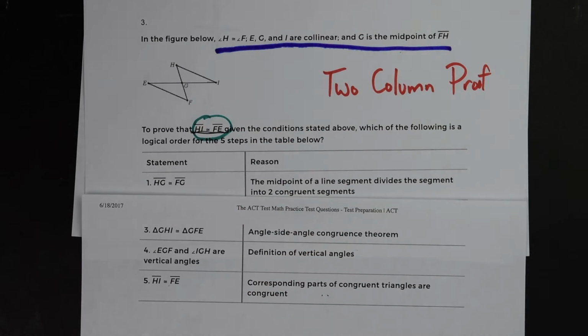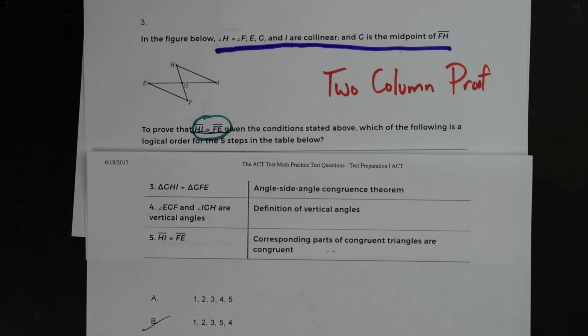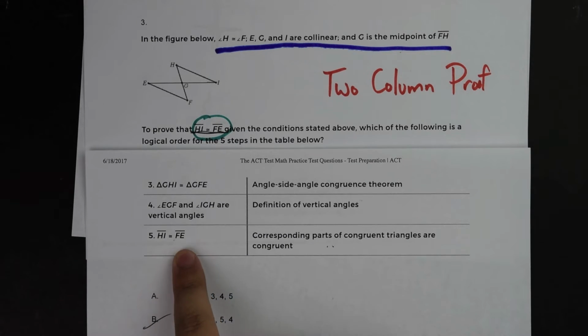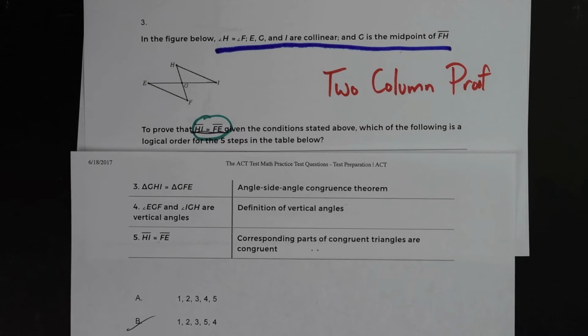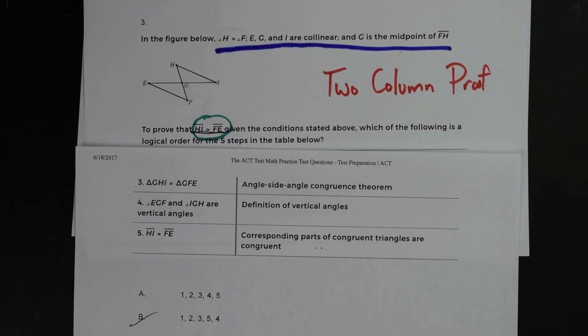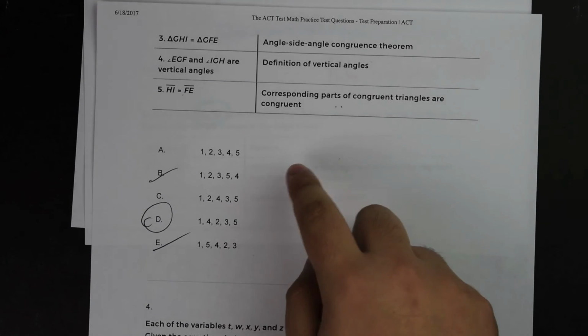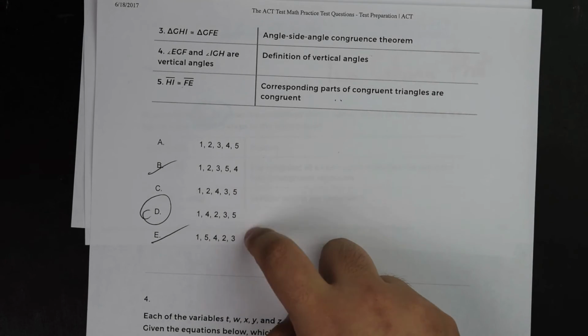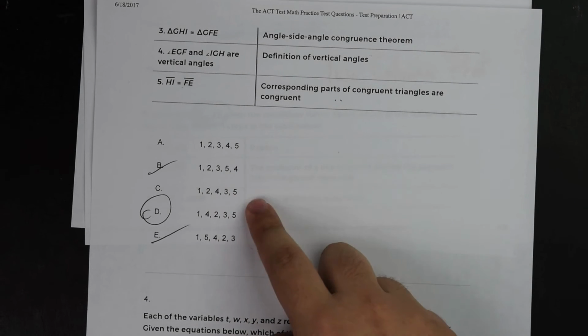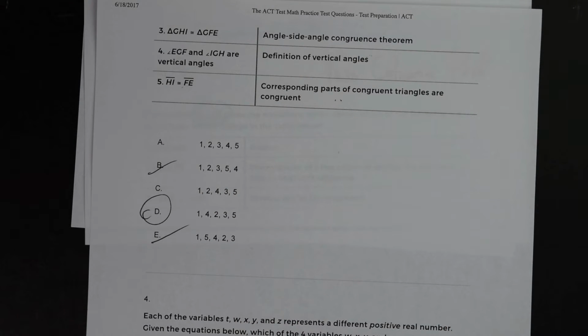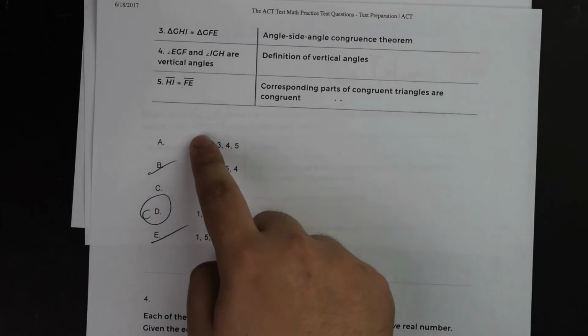They say to prove that HI equals FE. Because I looked down here and I see that HI equals FE is my step 5 in this chart, that means it has to be my last step for certain, because that's what I'm trying to prove. So right off, I knew B and E wouldn't work because 5 is not the last thing. So I knew it was either A, C, or D. And I don't have to worry about the first step, because the first step is already guaranteed to be 1.